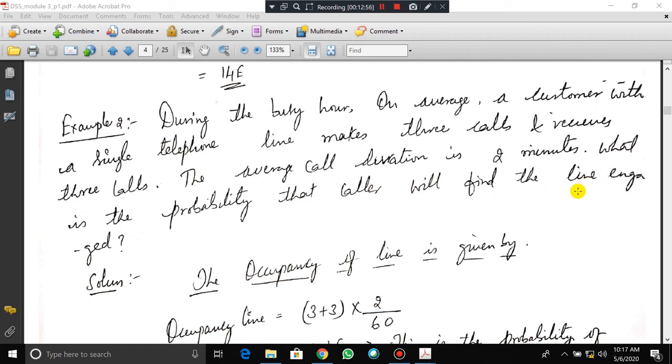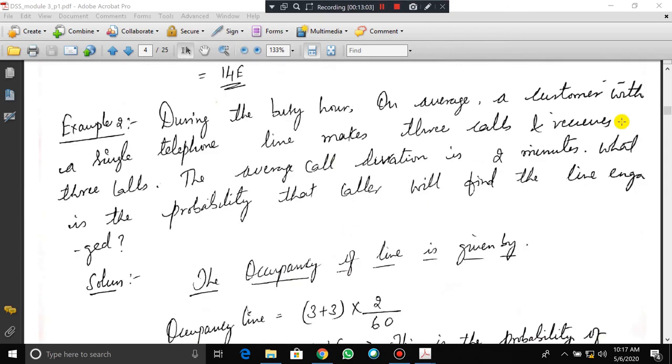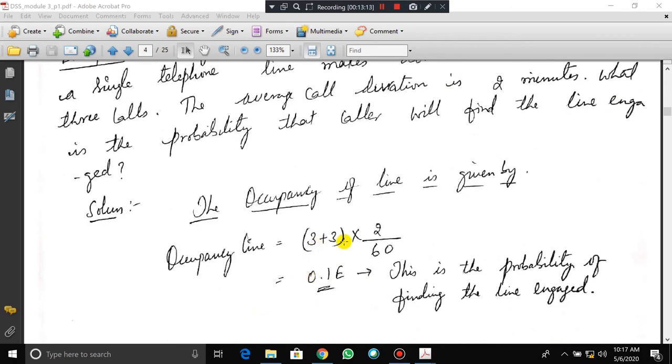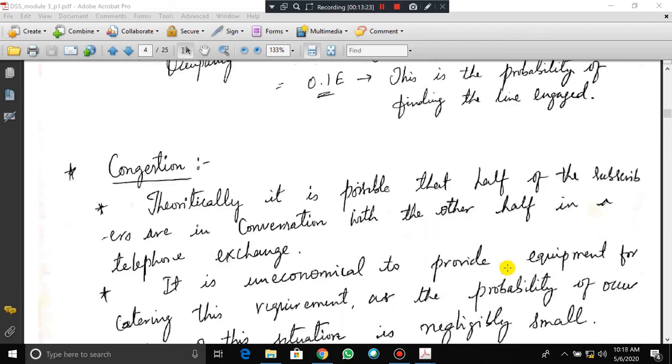That means we need to find the occupancy of the line here. How to find the occupancy of the line? It is 3 plus 3. Why? Because 3 calls are made and 3 calls are received. So 3 plus 3 into 2. Why 2? It is the holding time, 2 divided by 60. 3 plus 3 is 6 into 2 by 60. Actually the answer should be 0.2, not 0.1. Okay, so this is the probability of finding the line engaged.